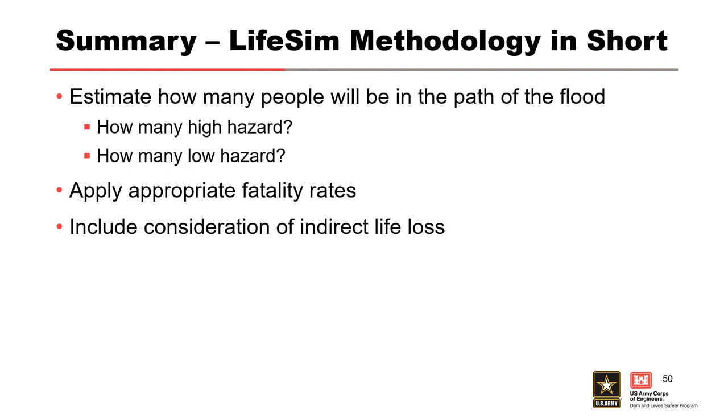Really what it comes down to is estimate how many people will be in the path of the flood, how many of those are going to end up in the high hazard, how many low hazard, apply the appropriate fatality rates, and then include in consideration of indirect life loss.